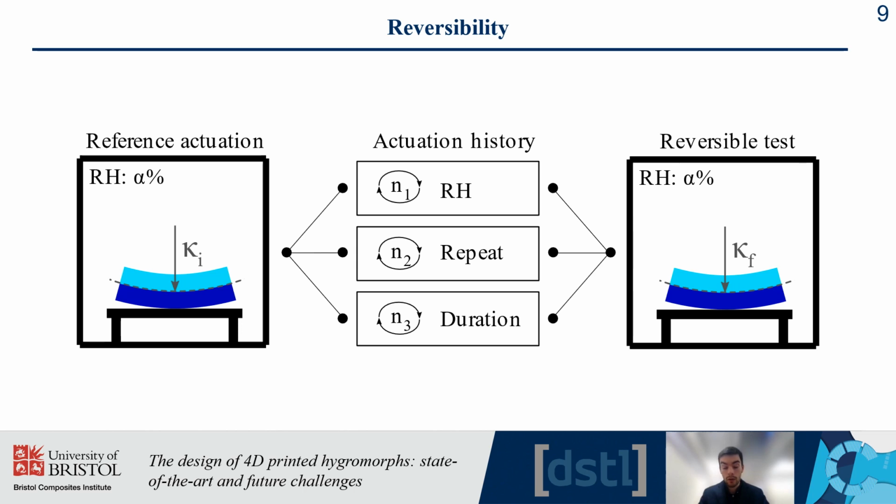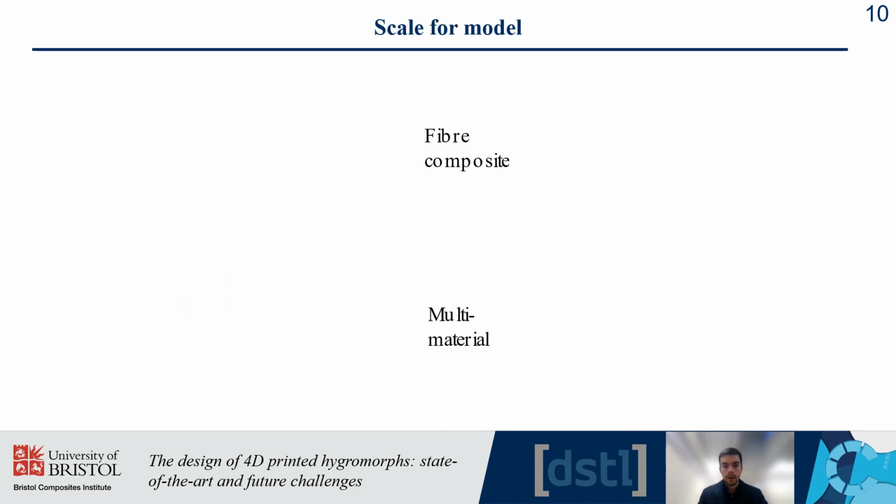Especially because we are considering composite materials, which means interfaces between different materials, and usually this interface could be problematic, especially regarding humidity conditioning. So here I'm going to discuss the modeling for that kind of structures. There are different scales of modeling for 4D printed hygromorphs. The first one is the layer scale.